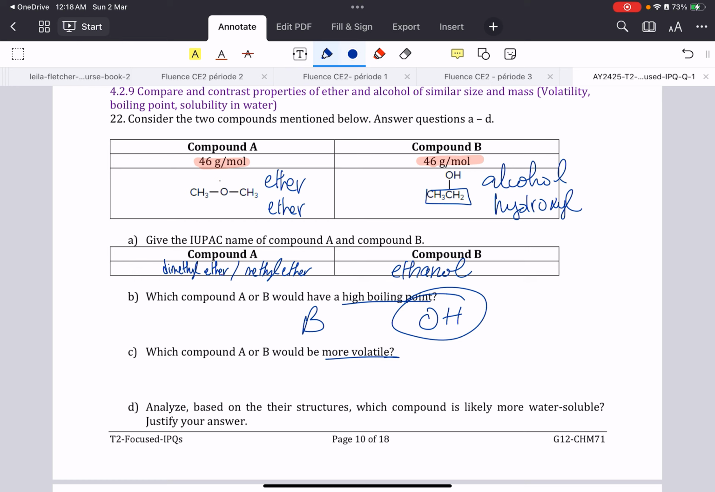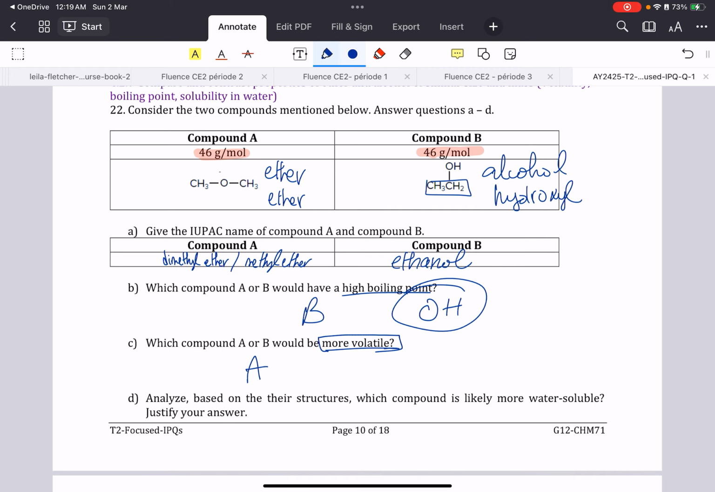Now, volatility and boiling point are opposite to each other. If a compound has an elevated boiling point, it will take more time for this compound to evaporate. So we say it is less volatile. But if a compound has a low boiling point, it will evaporate faster. It means it is more volatile. So this is for A.